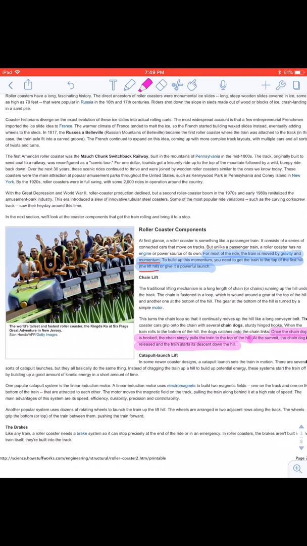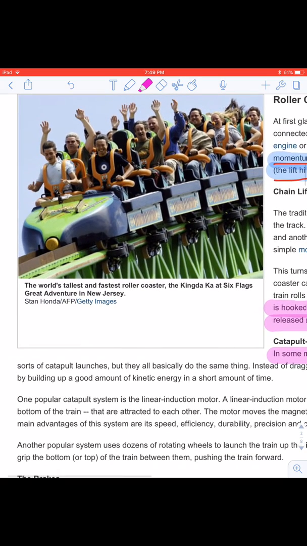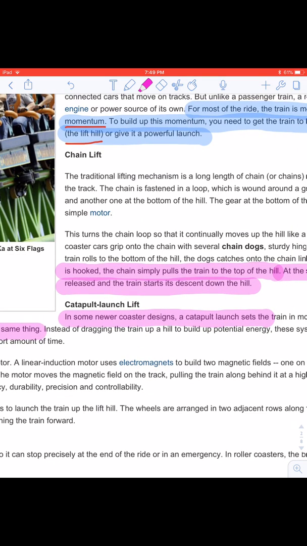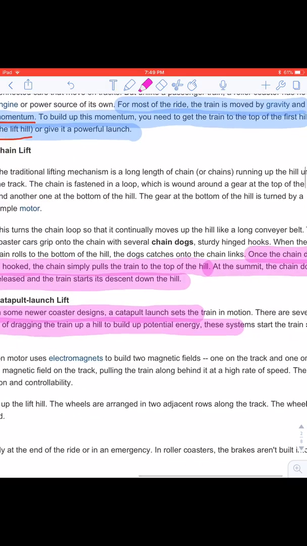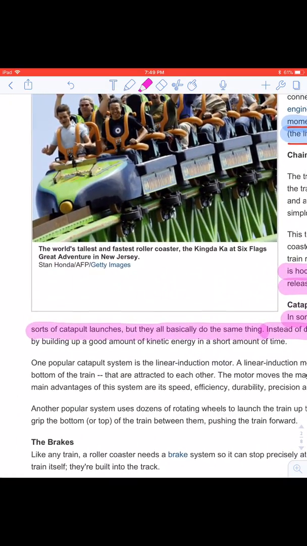Ooh, right there it's talking about some more of those energy transfers, so I'm going to continue highlighting in pink here. In some of the newer coasters, the catapult launch sets it in motion. They all basically do the same thing. Instead of dragging the train up a hill to build up that potential energy, these systems start the train off by building up a good amount of kinetic energy in a short amount of time.